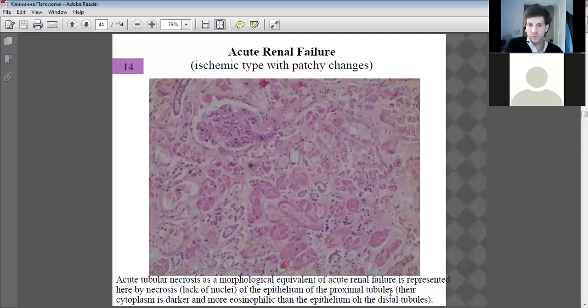He says the proximal tubules, their cytoplasm was darker and more eosinophilic than the epithelium. So let's see if we can find a darker cytoplasm. Yes, here. Looking for a nucleus, just look for around it. There's a bit of darker cytoplasm there. Okay. All right. Can you see that just over there? There's one example there. Okay.